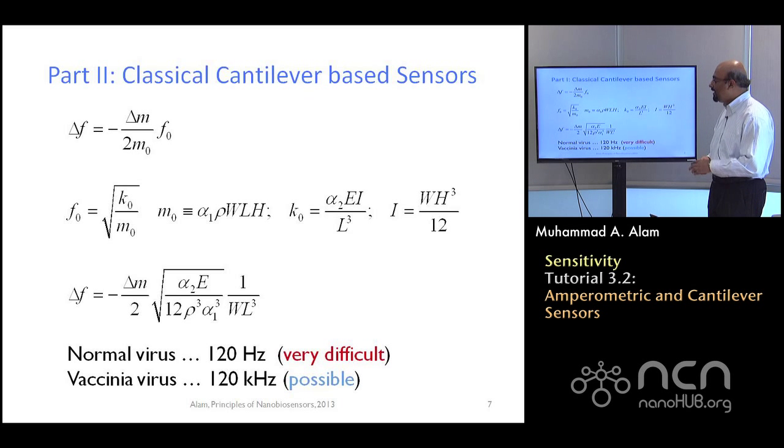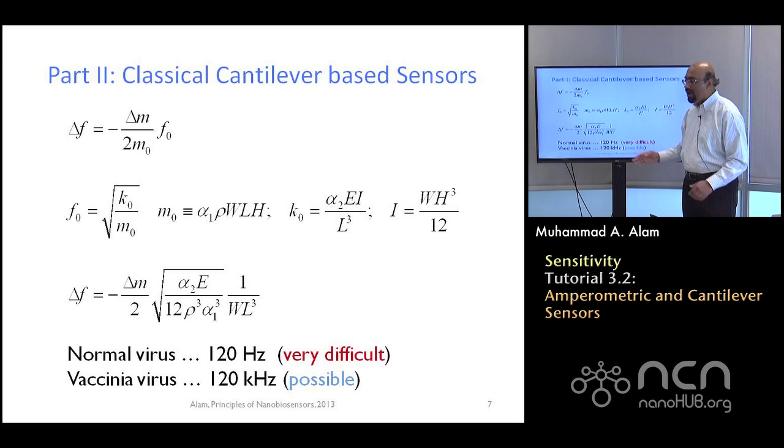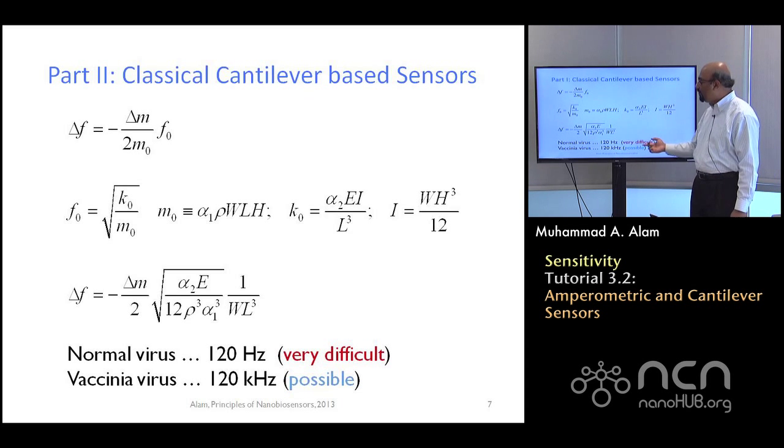So the interesting thing is that for a normal virus, if you put all those numbers together, you'll only have a 120 hertz shift. Do you remember what is the typical resonance frequency? A couple of megahertz. So a 100 hertz shift for typical viruses will essentially be undetectable, especially when you have a noise limit. So I think to this day, even with nanoscale sensors, a typical virus will be difficult to detect by cantilever sensors.